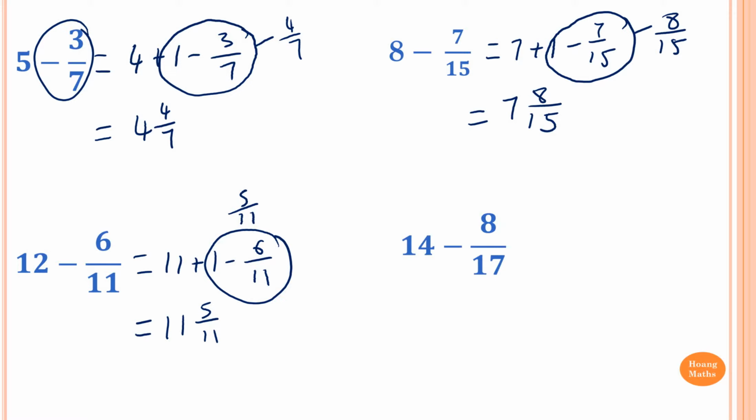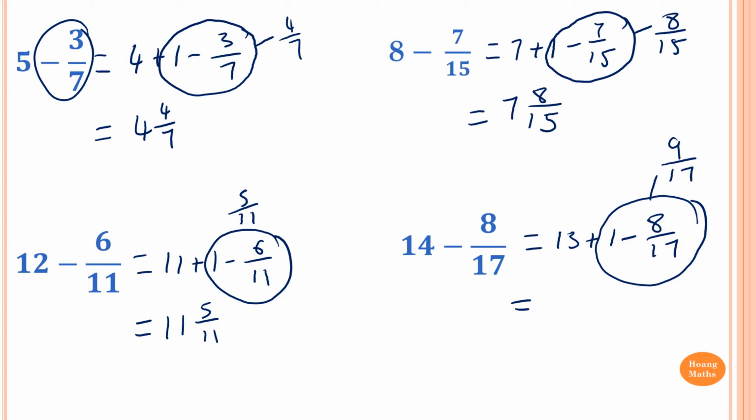14 minus 8/17. So 14 is 13 plus 1 minus 8/17. So now 1 minus 8/17 is just 17 minus 8. So 10 minus 8 is 2, add 7 is 9. So this is 9/17. So the answer is 13 and 9/17.